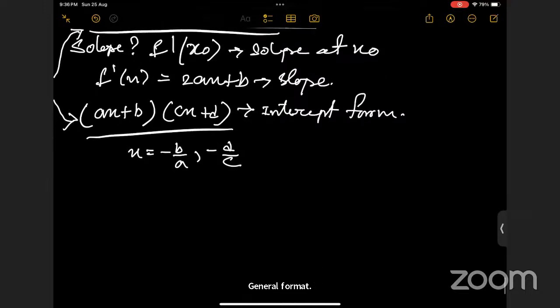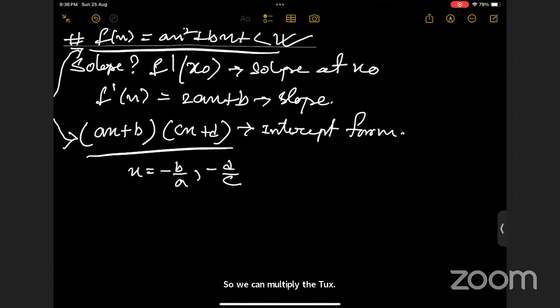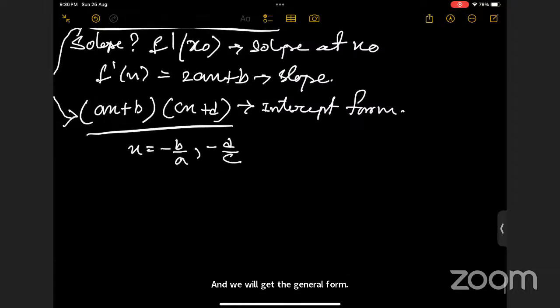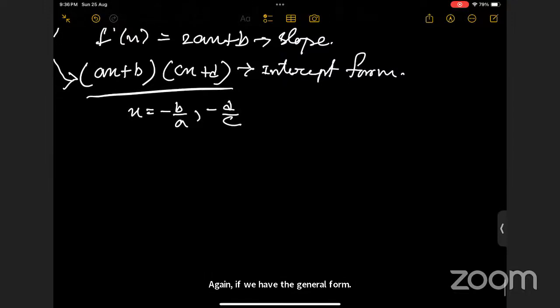So one thing is clear. If we have the intercept form, we can simply multiply the terms. We know how to multiply two polynomials, right? So we can multiply the terms and we will get the general form. Again, if we have the general form, we can get the intercept form too, right?